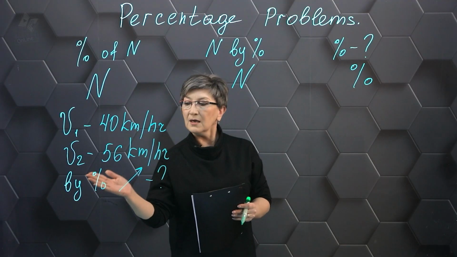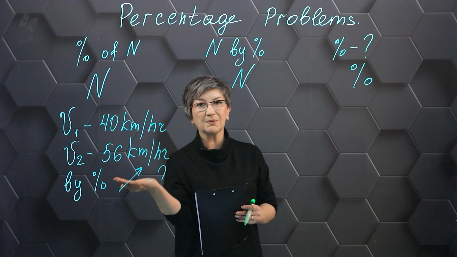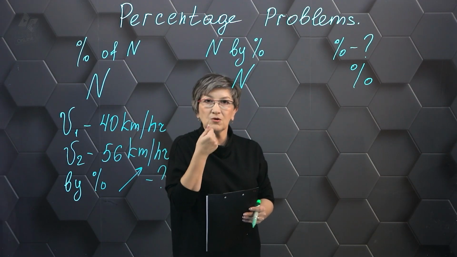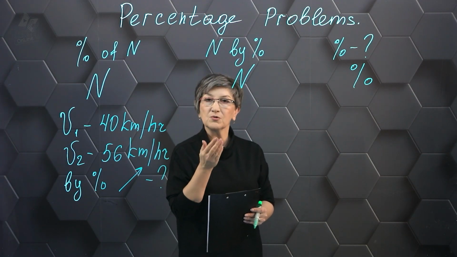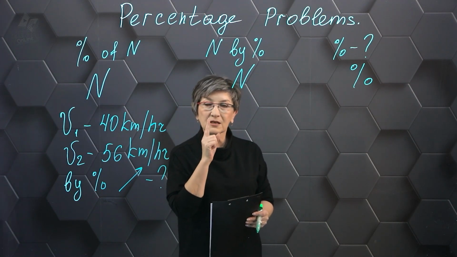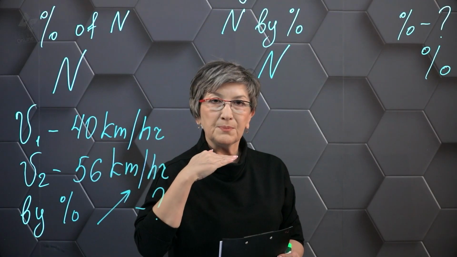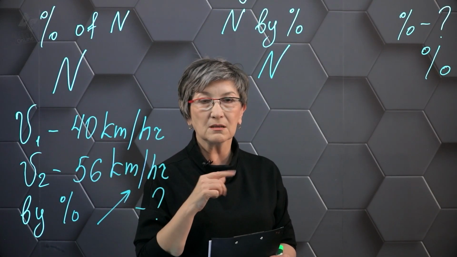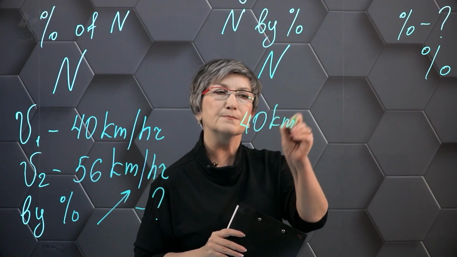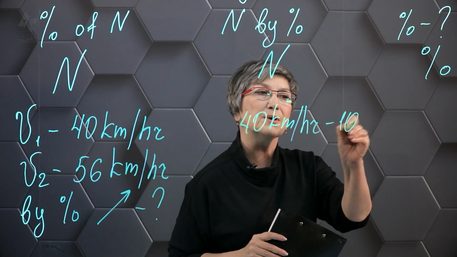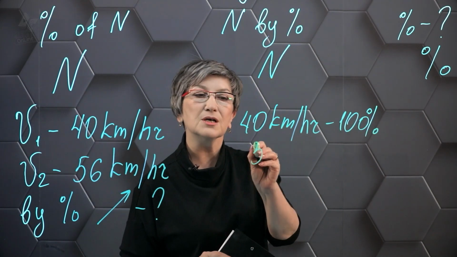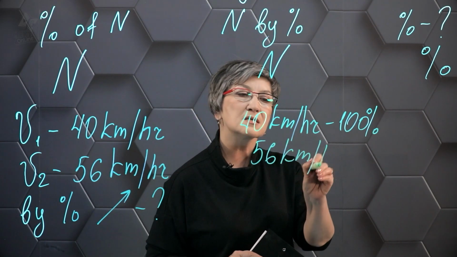Let's do some reasoning. If the percentages have increased, then I need to write in my answer by how many percent they have increased. And if I'm asked how much the percent increased or decreased, then the original rate or the original price of the product we take as 100%. That's why I write that 40 kilometers per hour is 100%. Next, 56 kilometers per hour, I don't know what percent it is.